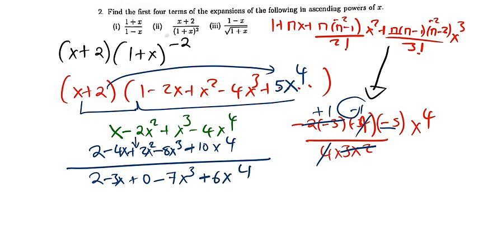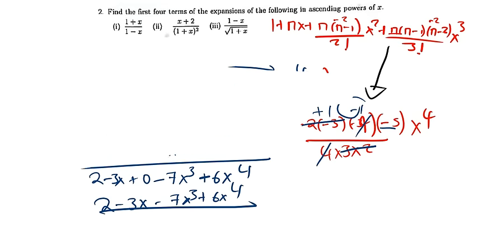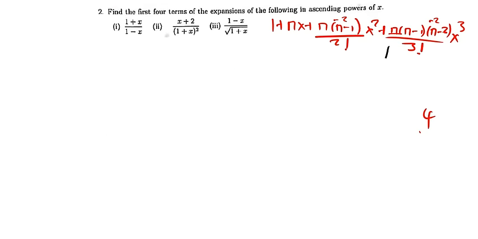the power 4. And so the first 4 terms would be 2 minus 3x minus 7x to the power 3 plus 6x to the power 4, if all our manipulations are right. Basically, this is what you get to do when you're dealing with such questions. Now pause the video and try out the last one.